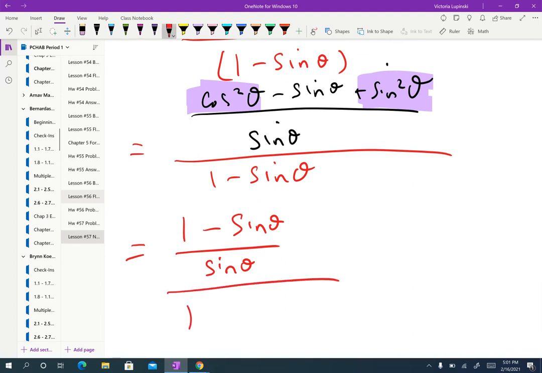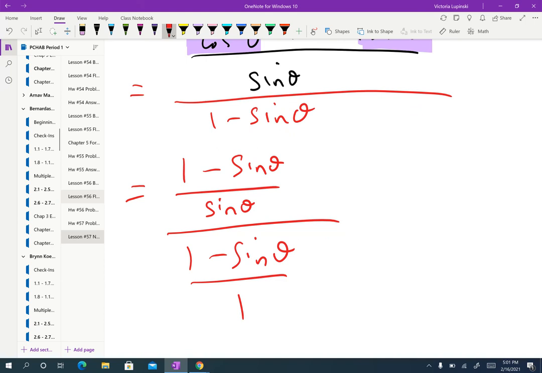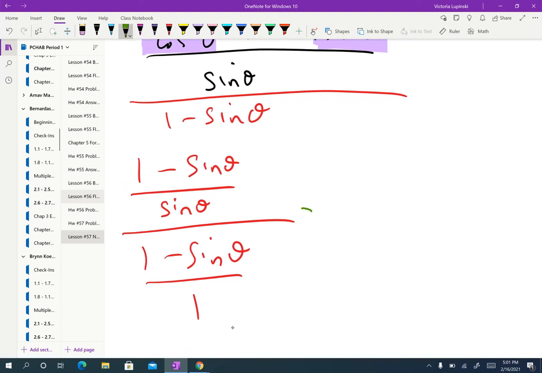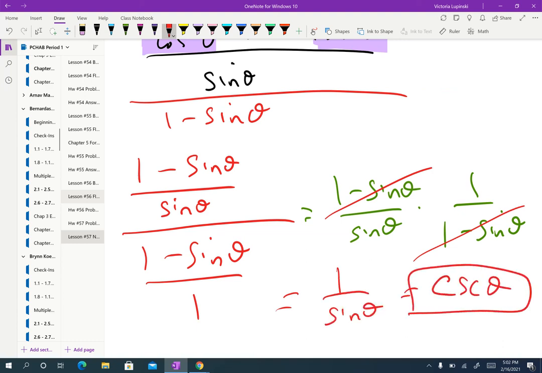This is still over 1 minus sine of theta. And again, when you have fractions in the top and fractions on the bottom, this is a big old complex fraction. But your salvation usually relies in the keep, change, flip. So if you go ahead and do that, you're going to get 1 minus sine over sine times 1 over 1 minus sine. And then would you look at that? This 1 minus sine cancels out with this 1 minus sine. You're going to be left with 1 over sine. And that is, of course, equal to the cosecant, which is exactly what I told you it was equal to. So that's how you know that the problem is now over.